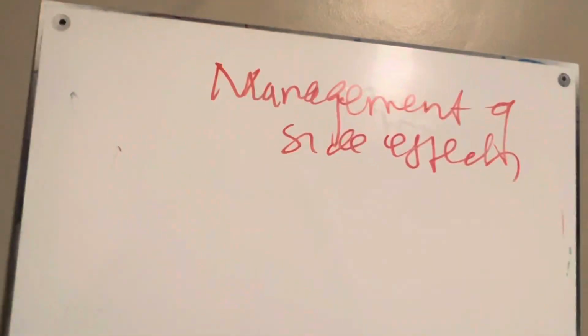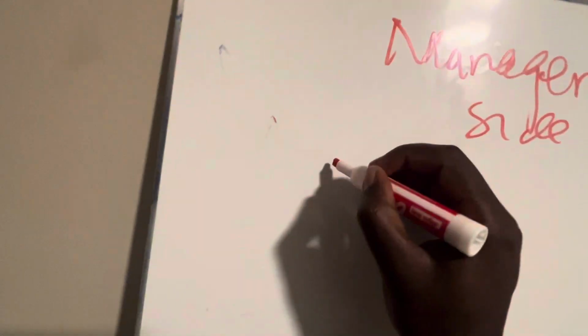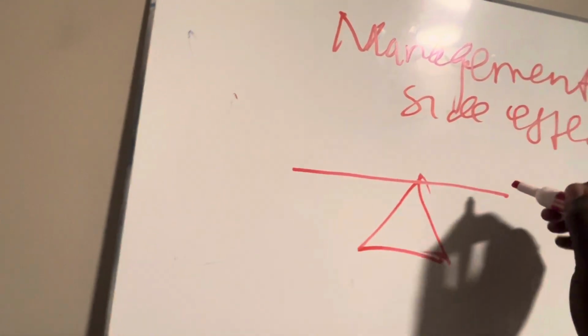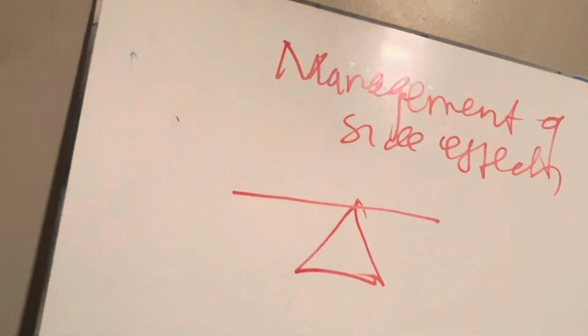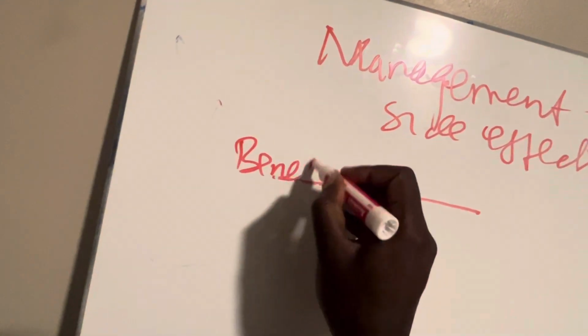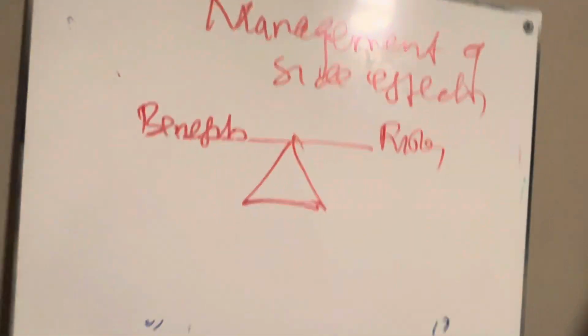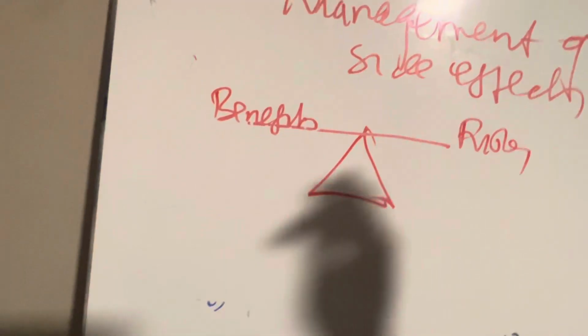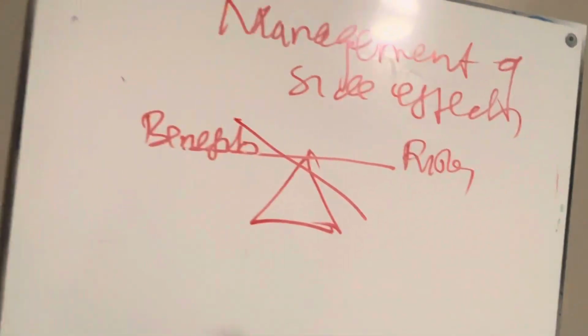So before going further, you have to know that there are some drugs which are very... So usually we weigh, we put an equilibrium. So this is a benefit, and this is risks. So if the benefits outweigh any risk, it's better we continue.